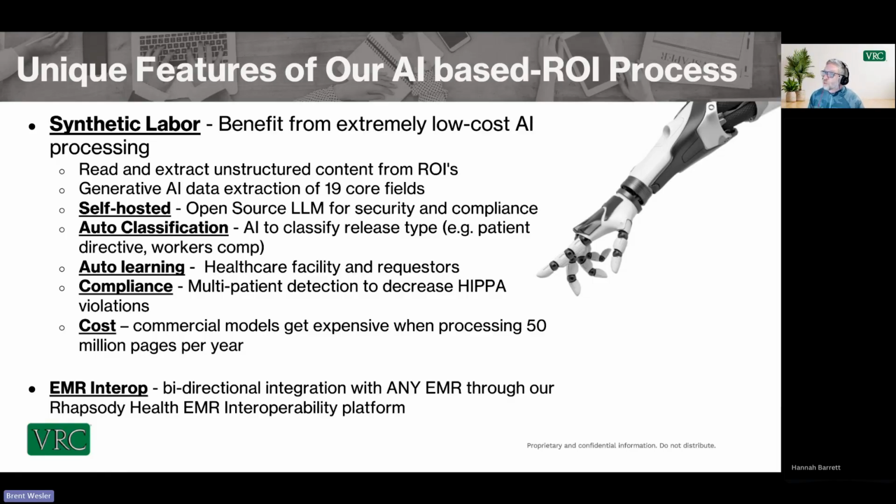The other piece is who's requesting the information, right? And that could be a lawyer's office, that could be a government entity like the Social Security Administration, it could be a patient requesting their own information. So our ability to auto learn based on who's requesting. So if we're seeing common requesters, the system can learn from that.